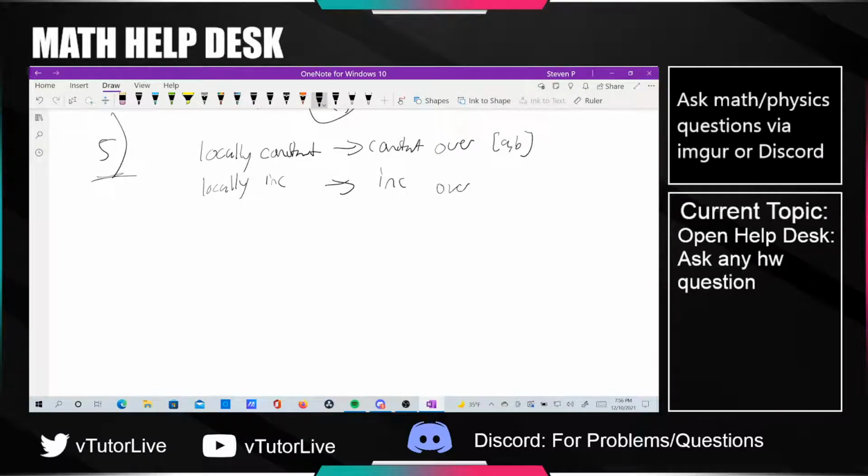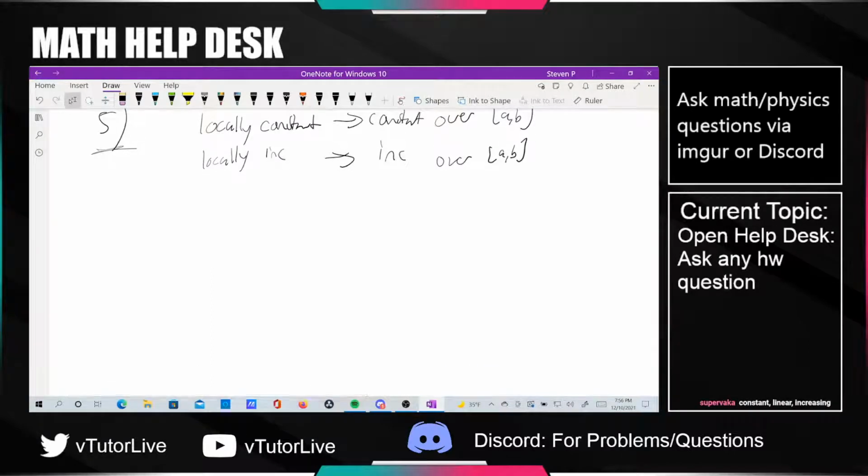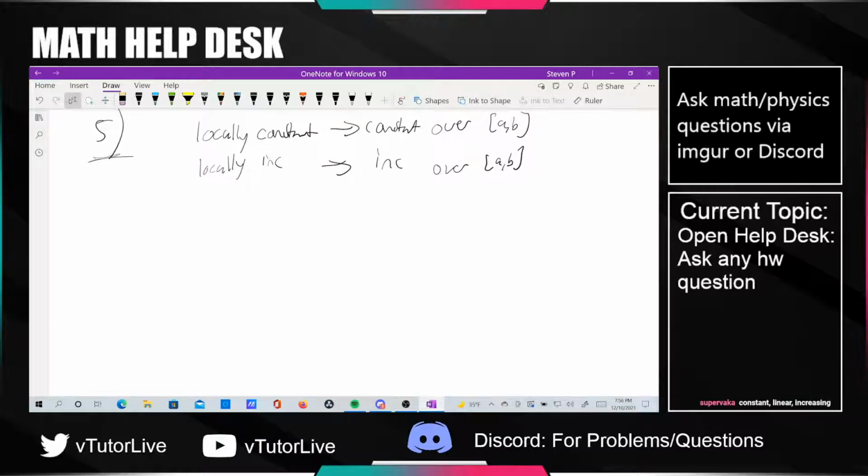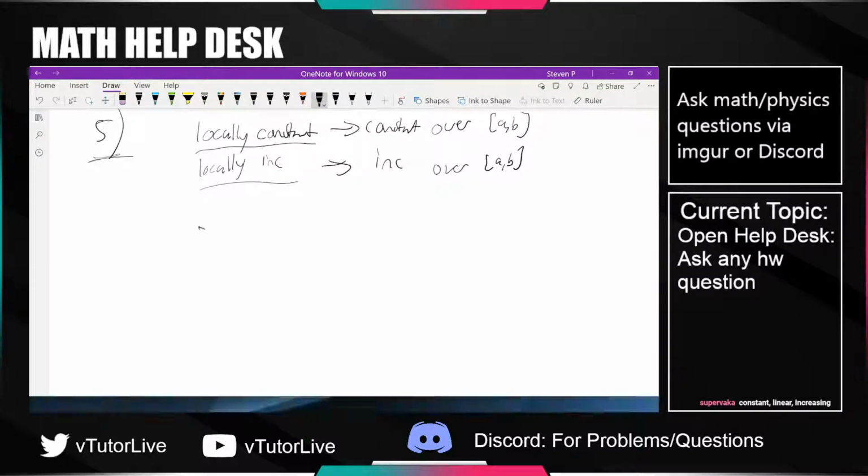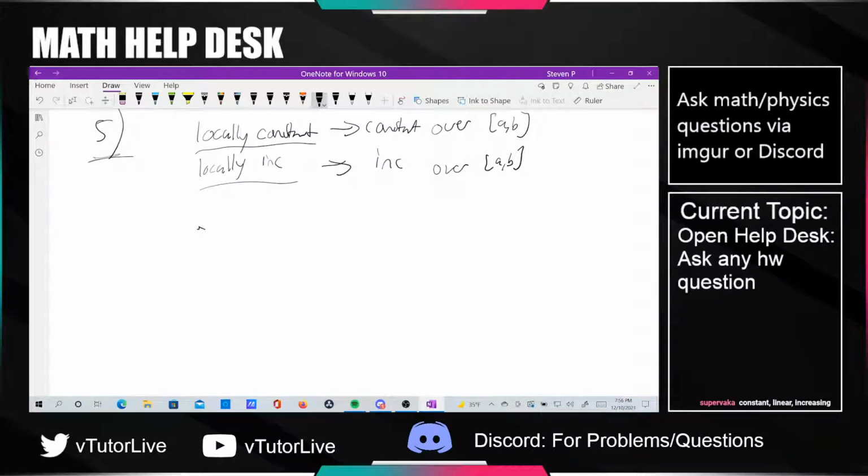AB over... So, I don't know. How do you want to do this? Maybe let's just remind ourselves of the arguments of locally constant first and show how the locally increasing is really similar.